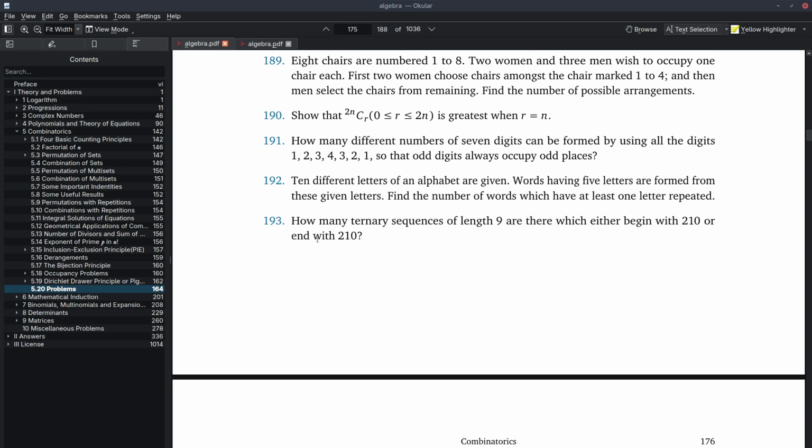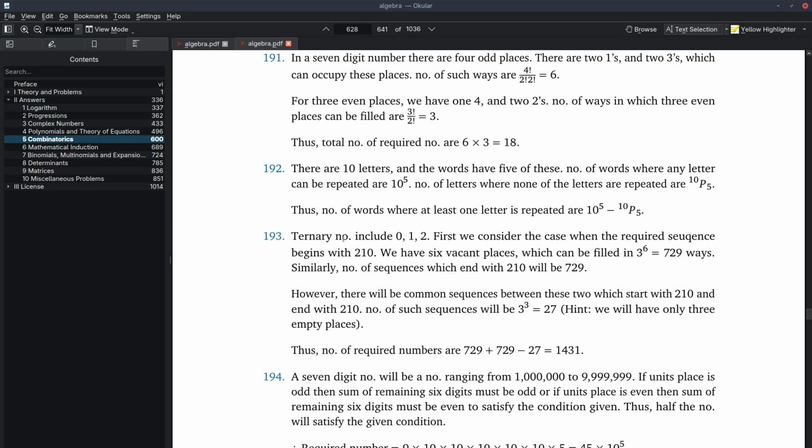Question 193 says: how many ternary sequences of length 9 are there which either begin with 210 or end with 210? So, ternary numbers, as you know, include 0, 1 and 2. First, we consider the case where the required sequences begin with 210. So there are a total of 9 places, which means we have 6 vacant places which can be filled in 3 to the power 6, that is 729 ways. Similarly, the number of sequences which end with 210 will be 729.